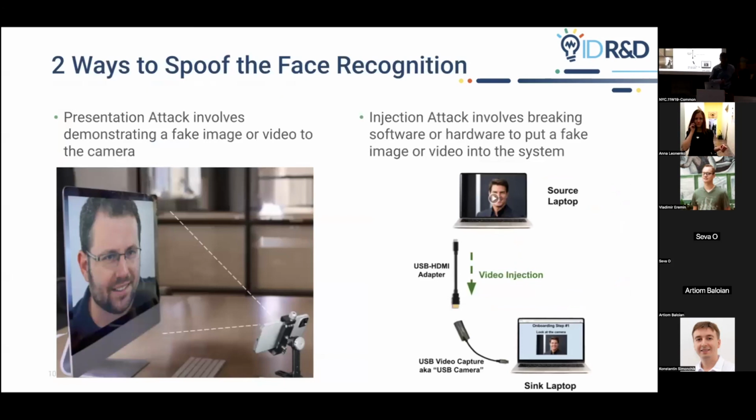And there are two types of attacks in general. The first type, on the left part, is the so-called presentation attack. Again, the fraudster does nothing with the system, but just presents something to the camera in an accurate manner. And this is called a presentation attack.